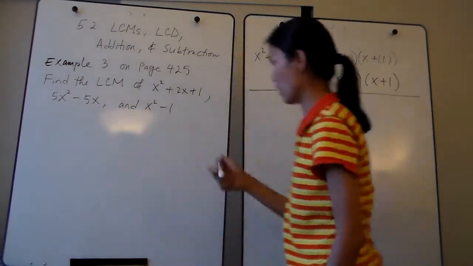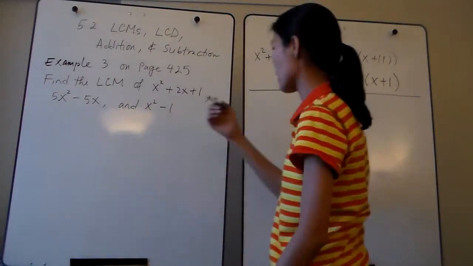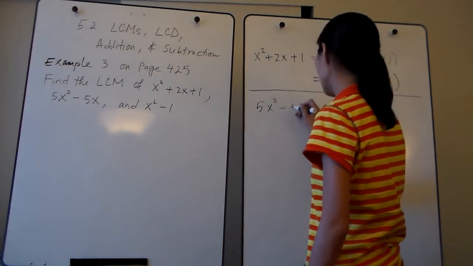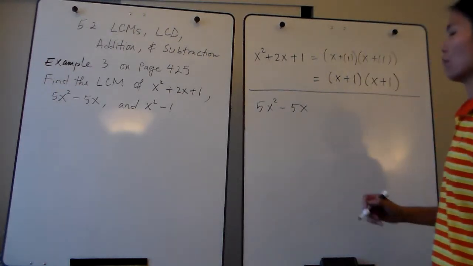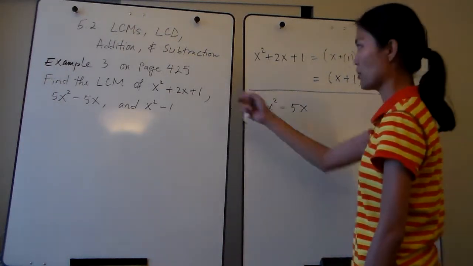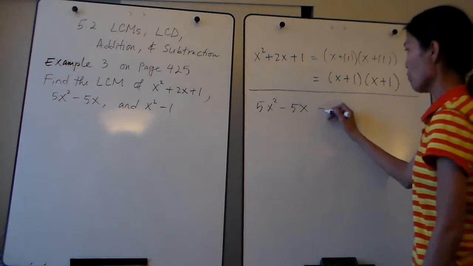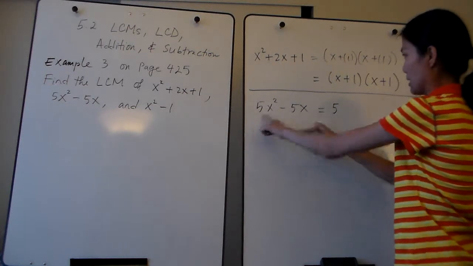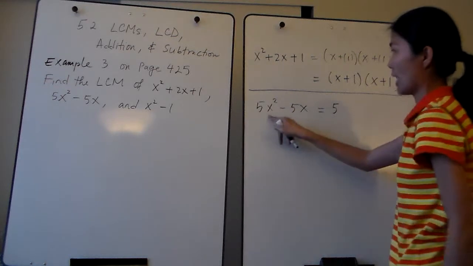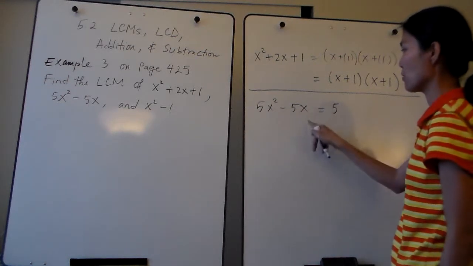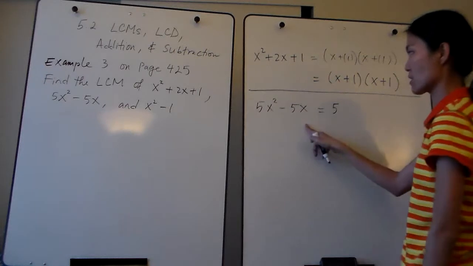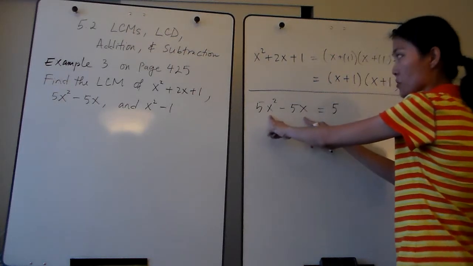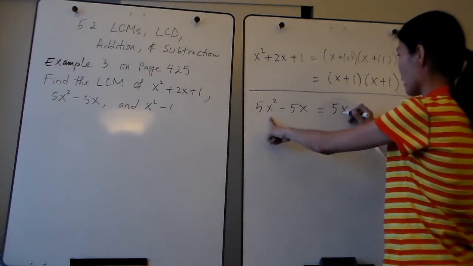We have two more. How about the second expression, 5x squared minus 5x? We need to factor this out. This is not a trinomial, so we just do it the normal way and factor out what we can. These have a common factor, so you can factor out 5. And how about x squared and x? You know that you can factor out x, because x is a common factor to both x squared and x. So factor out 5x.